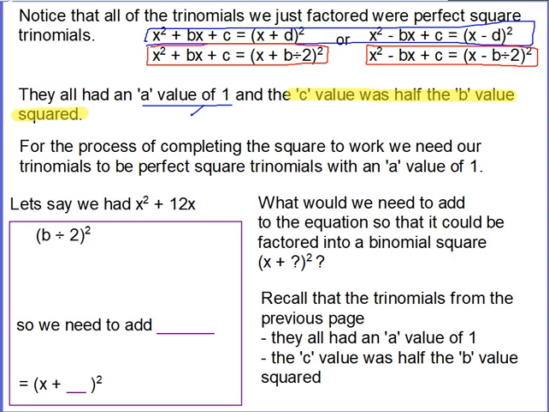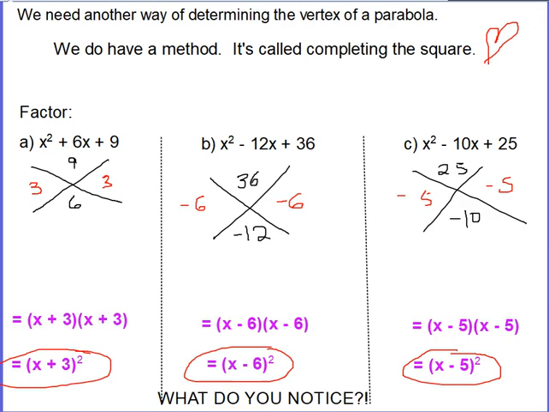Now that sounds a little strange, but here's what it's talking about. Let's go back here. This b value, this 6, right? If we take the number 6, divide it by 2, that's a 2, I promise, 2, and square it, we should get 9. So let's go ahead and say, okay, well, this is now 3 squared, and 3 squared is 9. So yeah, the c value is half of the b value squared.